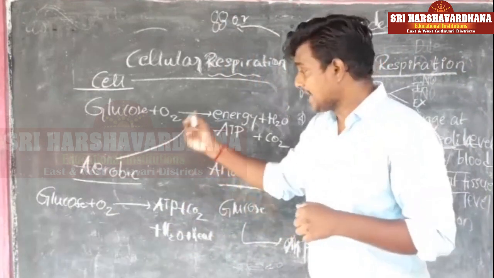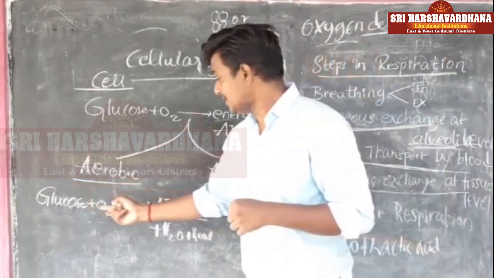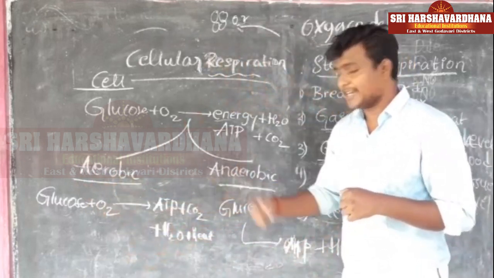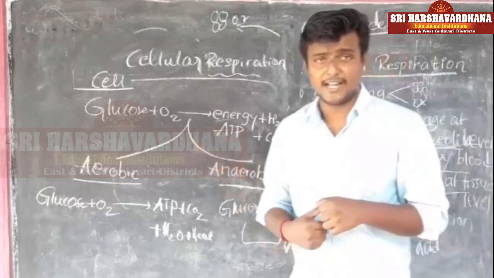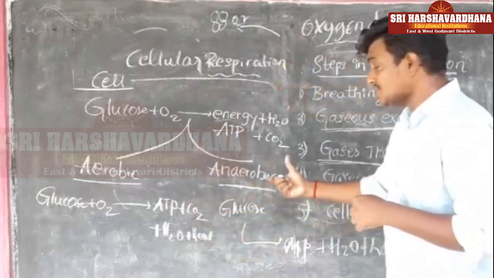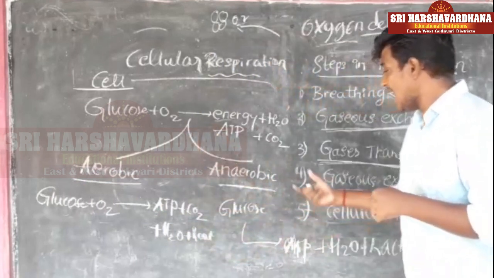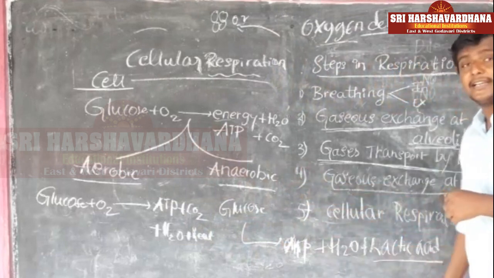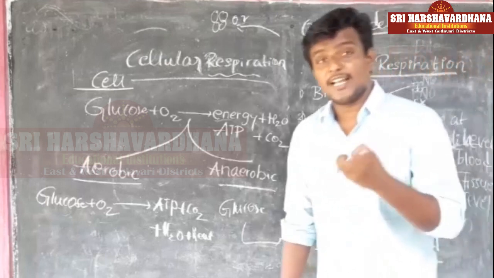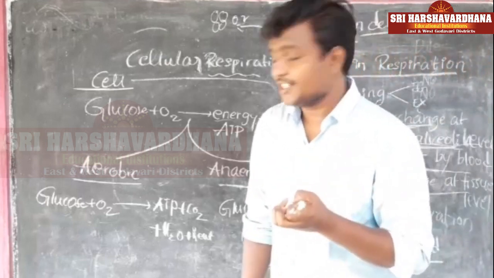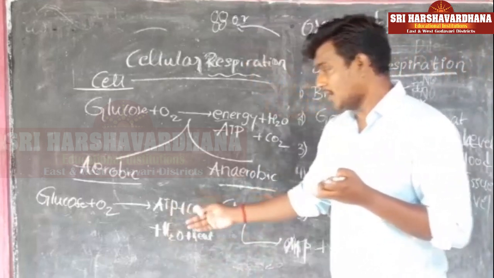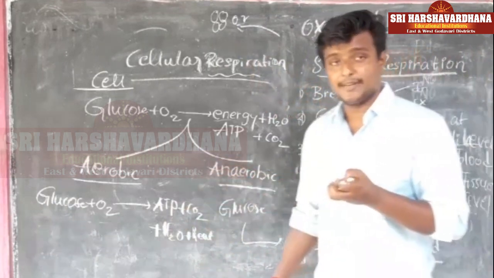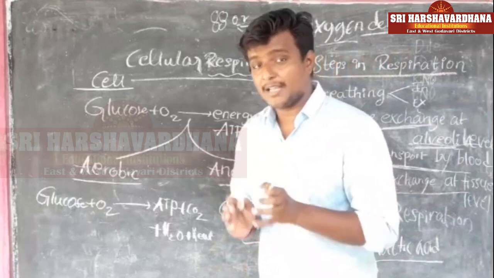If you take aerobic respiration, the glucose breaks down with the help of oxygen and liberates ATP, that is, energy. If the glucose breaks down without oxygen, we call it anaerobic respiration, and in that process lactic acid is liberated. In aerobic respiration we see the liberation of ATP. In anaerobic respiration also ATP is liberated. But is there any difference between them, you know that.